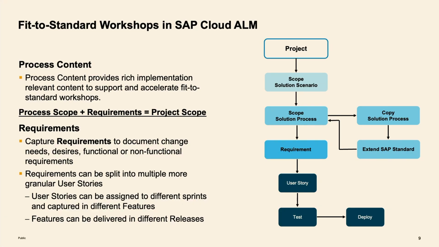That's what you can see here on the diagram. You create a project, then you scope a solution scenario, then you scope a specific solution process. If the solution process is not sufficient, let's say the BPMN is not sufficient, you can copy it to our process offering area, adapt the SAP standard content, and then scope it again and use it in the Fit-to-Standard workshop and create requirements and what needs to be changed to document.